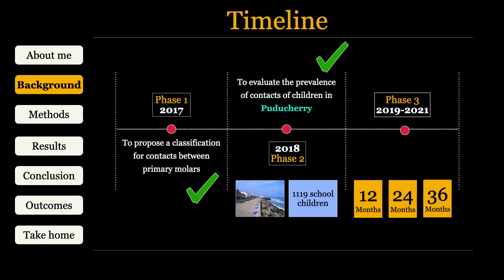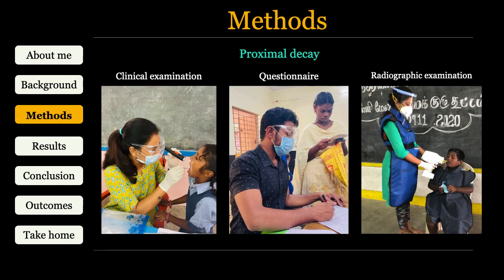After completing phase 1 and phase 2 successfully, we went on to phase 3, which was the major interest of the present research project, which was to evaluate the association between contacts and proximal caries. For this, all the 1,119 children who were recruited in phase 2 were followed up at 12 months, 24 months, and 36 months. At baseline, they were 3 to 4 years. So at 12 months, they were 4 to 5, at 24 months 5 to 6, and at 36 months, they were 6 to 7 when we completed this study.